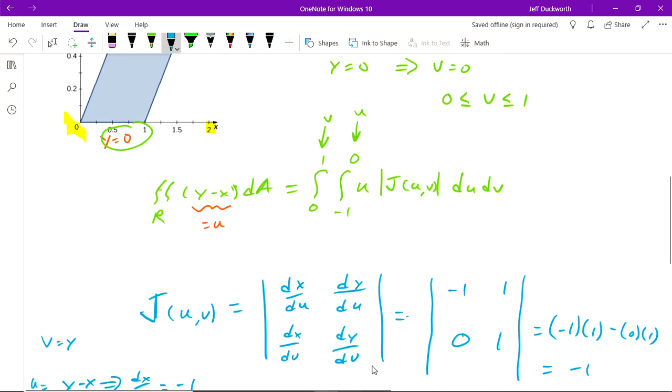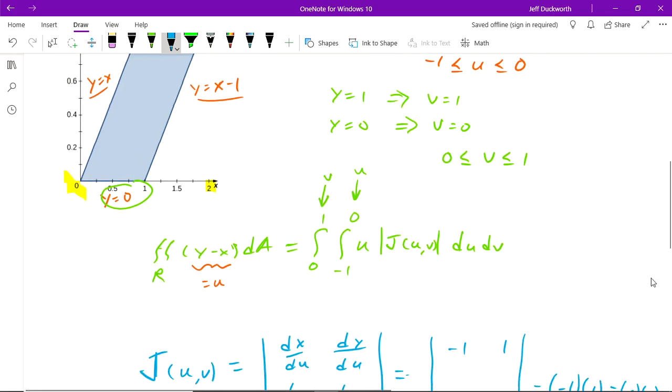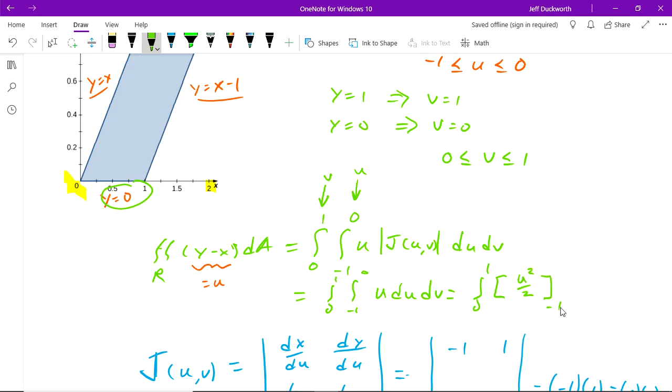So let's scroll over a little bit. I guess we can do it here. Go back to our green. That means we're going to use 0, 1, -1, 0. Our integrand is u, so it's just u. The absolute value of the Jacobian is just 1. So, when we integrate u, that's going to be equal to u squared over 2, which we're evaluating from -1 to 0.